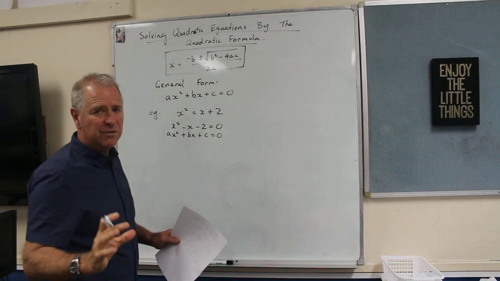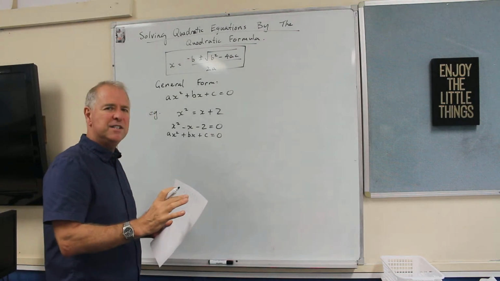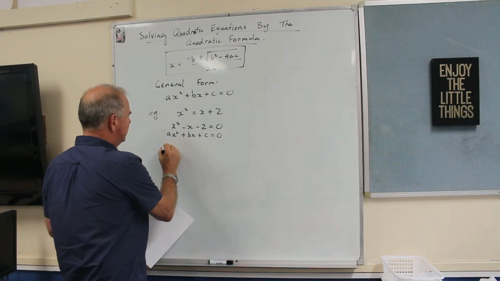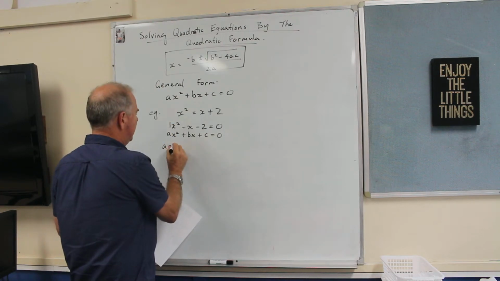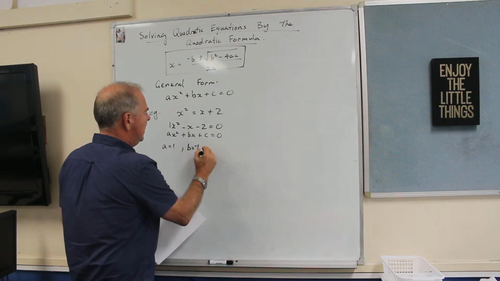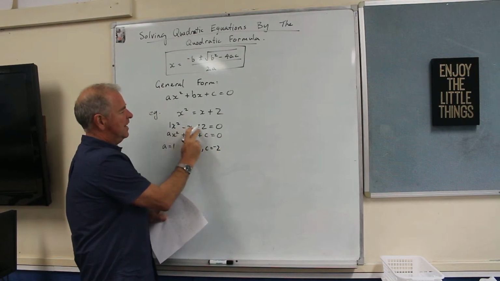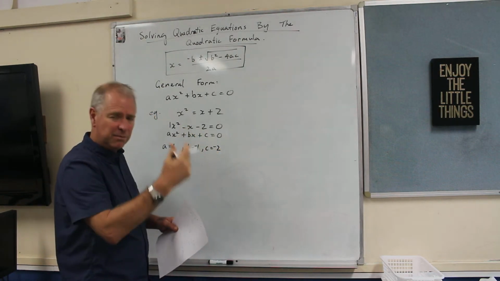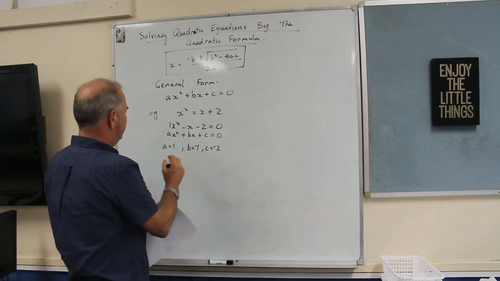And I always like to write down exactly what I've got so I can substitute straight in and lessen my mistakes. So here a is equal to what? Well, there's a 1 in front there. It's not shown, is it? But there is a 1. So a is equal to 1, b is equal to negative 1, and c is equal to negative 2. Don't forget to include the negatives in front if there is a negative in front, because that's part of that particular coefficient. Now all I do is substitute it straight into the formula.